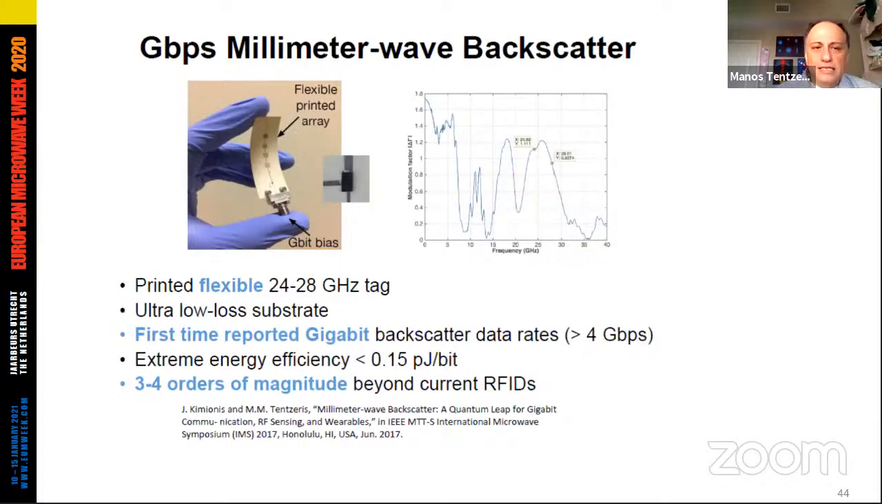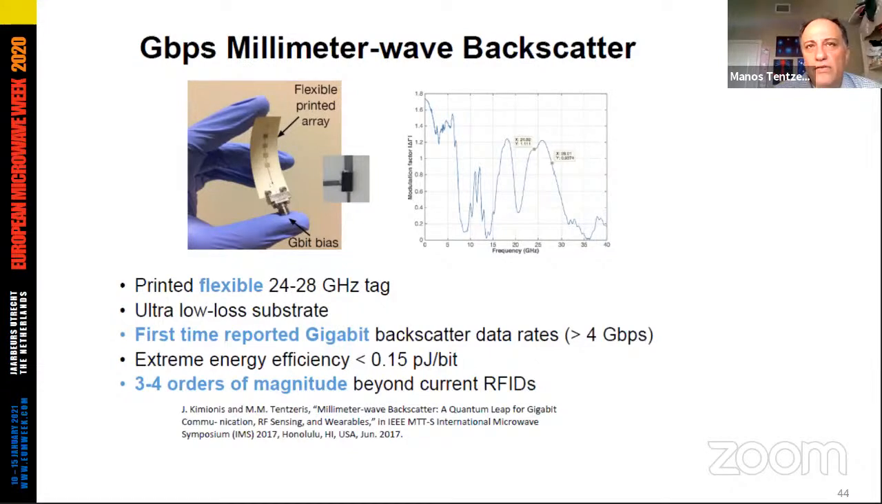I would like to stress this slide, which shows the capabilities of millimeter wave backscattering to go all the way above gigabit per second, just utilizing a flexible substrate with low loss. We have come up with the first backscatter data rates larger than 4 gigabit per second, with extreme energy efficiency of less than 0.15 picojoules per bit, which is 3-4 orders of magnitude better than state-of-the-art RFIDs. Very important for smart agriculture.